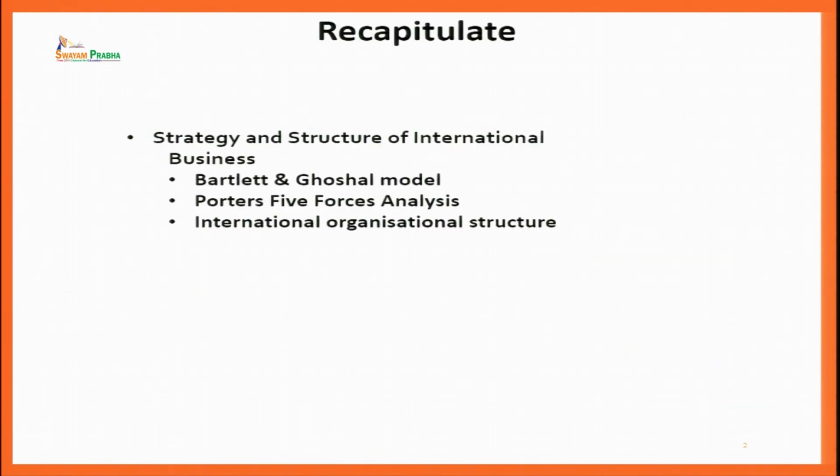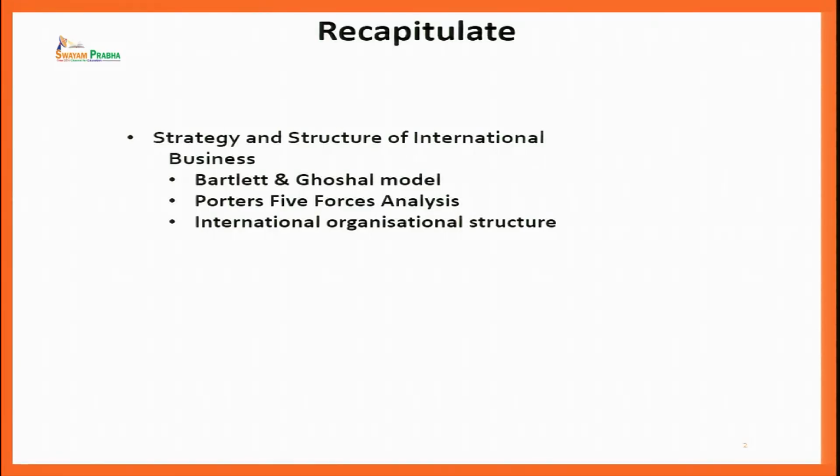Before starting with lecture number 11, let's look at what we did in our previous lecture. In the previous lecture, we talked about certain strategies and structure of international business, and under this, we talked about the Bartlett-Ghoshal model and the Porter's 5-force model analysis, and we even talked about certain organizational structures. The perspective was to make you understand why it is important to have a strategy when you are moving to the international market, because you are very new to the foreign market, and before entering into any new market, you need to have a fair understanding of the market by analyzing the market.